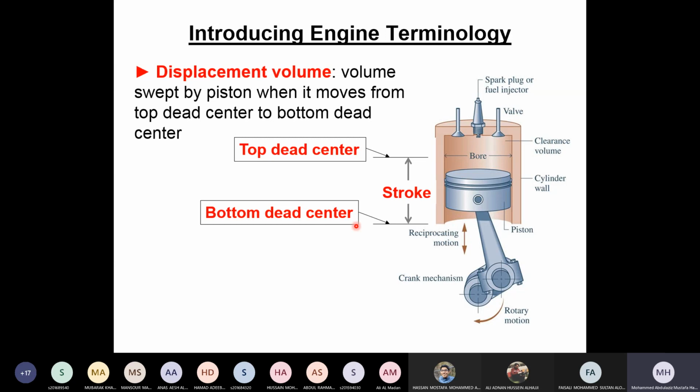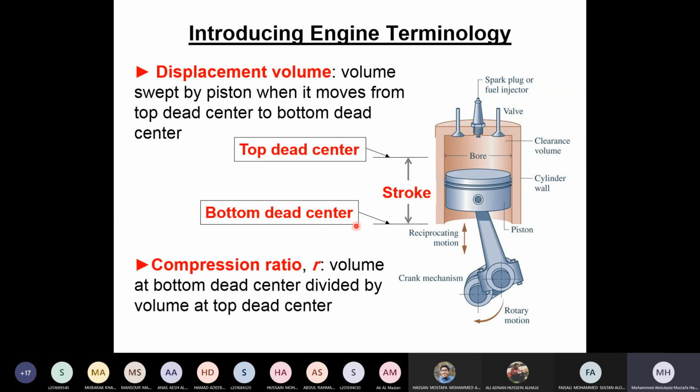And this is the bottom dead center, the minimum point that we have. And we define here what we call compression ratio. Later on, I will define this, but it is known as the compression ratio. And I want every one of you to get this value.